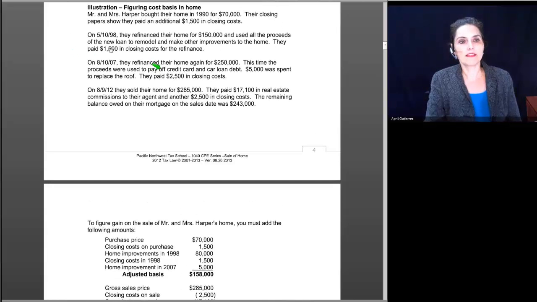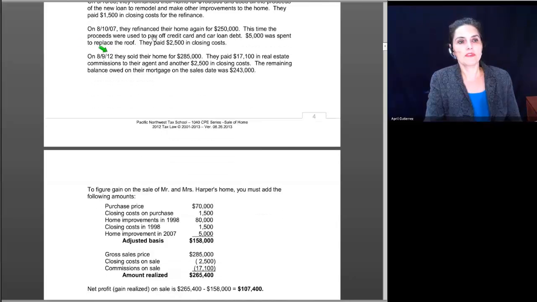Well, what I'm looking at in these two scenarios here is we have closing costs paid on the purchase, and you're going to add those to the purchase price of the house. Those will add to basis. You also look at the money that's taken out on a home equity loan and how it's spent. If it's spent on home improvement, then that would add to basis. And then they have $1,500 in closing costs from a refinance, the purpose of which was to improve the home. So we're going to add that $1,500 to the basis as well.